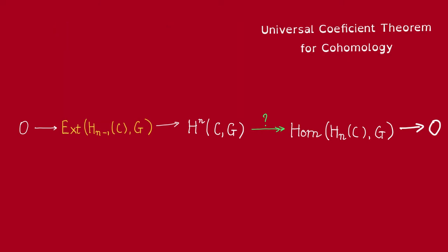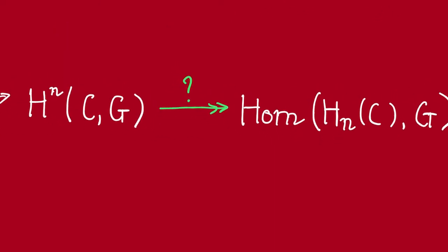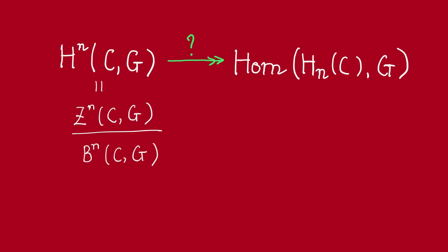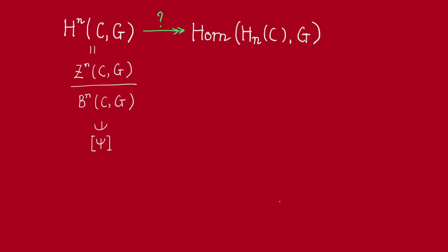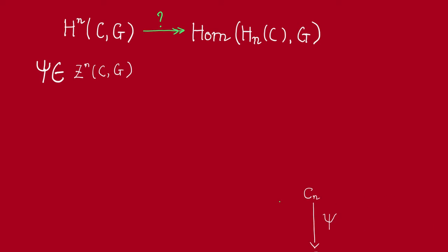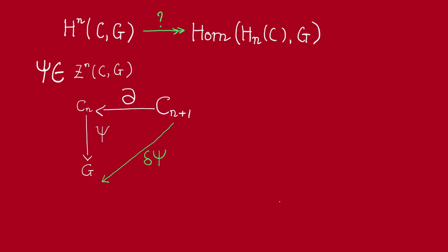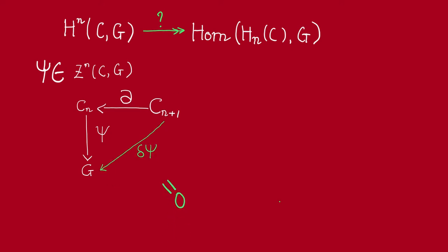So let us start by zooming in to this map here. Let's define this map. A class in this cohomology group must be represented by some cocycle psi, i.e. a homomorphism from the nth chain to G, which lies in the kernel of the co-boundary map. That means this pullback map here must be 0.